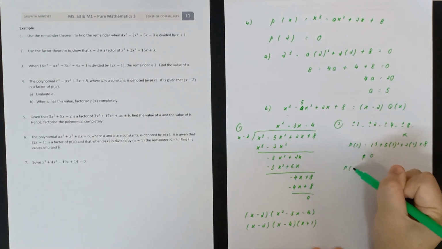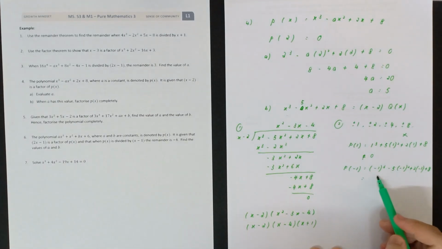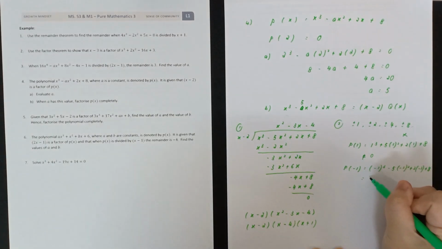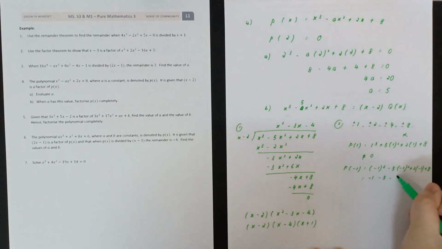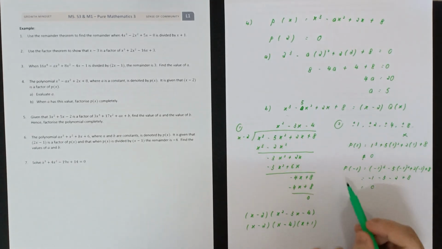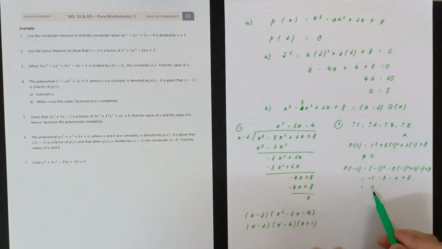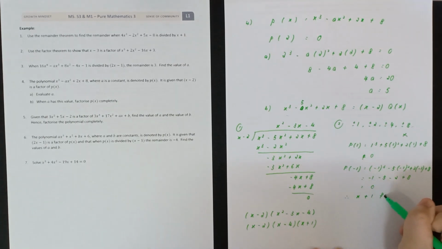Let's say P(-1). So I'll try to put -1 power 3 minus 5, -1 square plus 2, -1 plus 8. So I'll check -1 plus 5, then I get, let me write down, -1 and then positive minus 5 minus 2 and plus 8. So I get -8 plus 8, I get 0. So I know that if I substitute -1, it gives me a remainder of 0, meaning that x plus 1 is one of the factors.